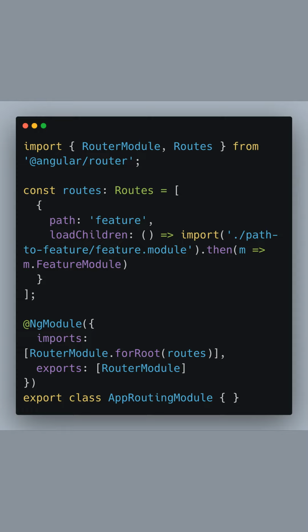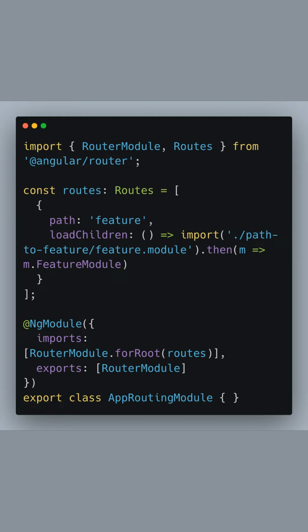In our Angular monorepo, we start by configuring the main app routing. Here, we import the router module and define our routes. Notice the feature path. Instead of directly referencing a module, it has a loadChildren property.